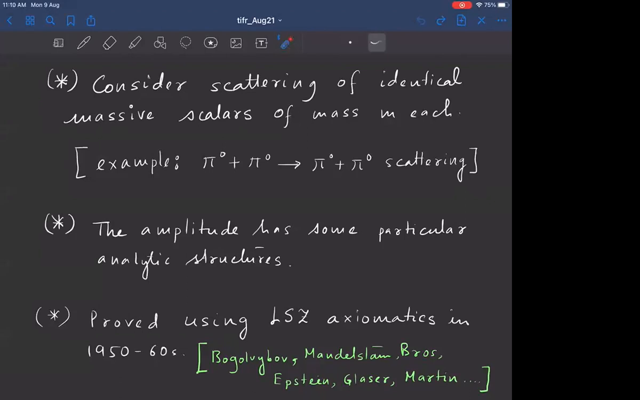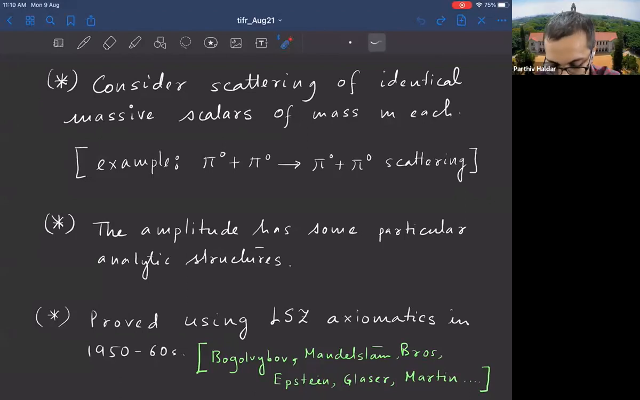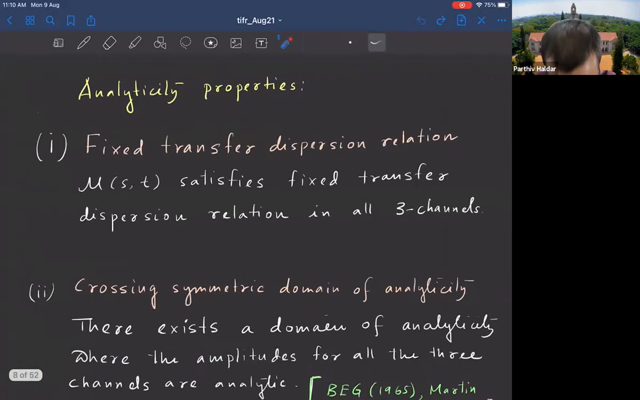So these were proved using the LSZ axiomatic structures at that time, in the 50s and 60s. Different works by Bogoliubov, Mandelstam, Bros, Epstein, Glaser, Martin, etc. So let us first review some of these analytic structures which have been proved rigorously, in the sense that they follow from the axiomatic structure.